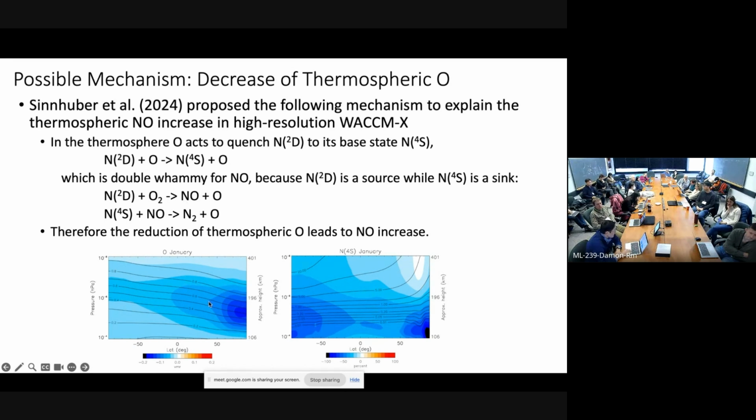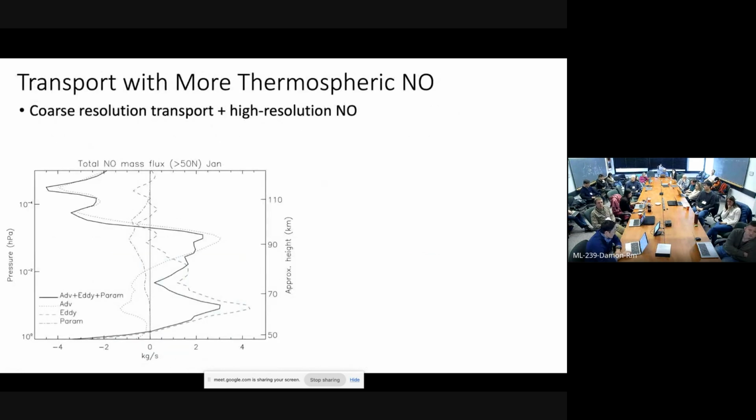And indeed, if you look at the model results, comparing the low res and the high res, there's a decrease in the atomic oxygen, and also correspondingly a decrease of atomic nitrogen, the base state. And so that's why we are having more NO in the thermosphere. But if we look at the flux, what does it mean for the flux? Does it mean that we'll get more downward transport from the increasing reservoir of NO in the thermosphere?